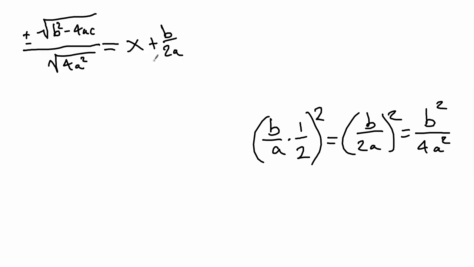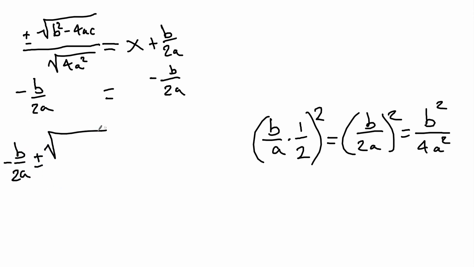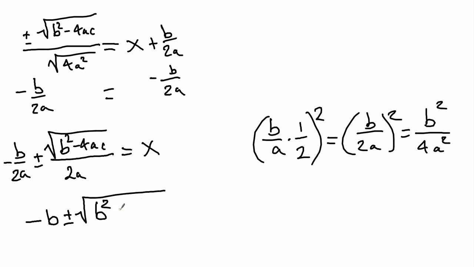Now I'm going to simplify even further. I'm going to get x by itself by subtracting b over 2a from both sides. What I get is negative b over 2a plus or minus the square root of b squared minus 4ac, and the square root of 4a squared is 2a. And that's equal to x. Now I can combine this as one fraction and I get the quadratic formula: negative b plus or minus the square root of b squared minus 4ac all over 2a is equal to x.